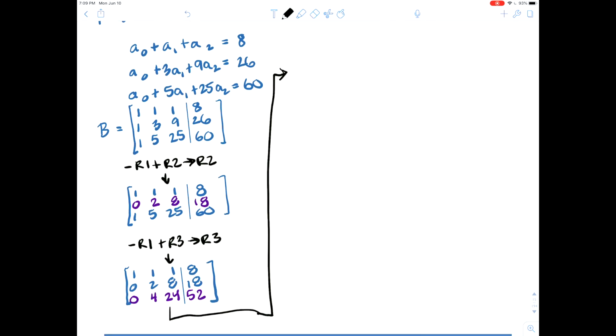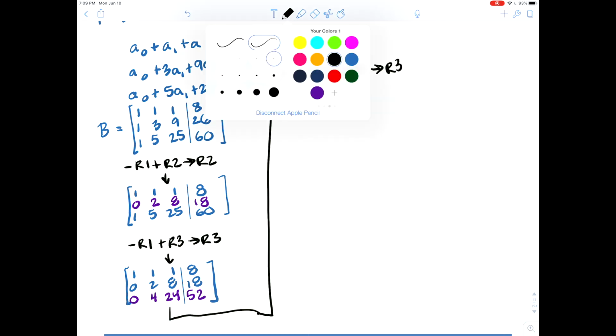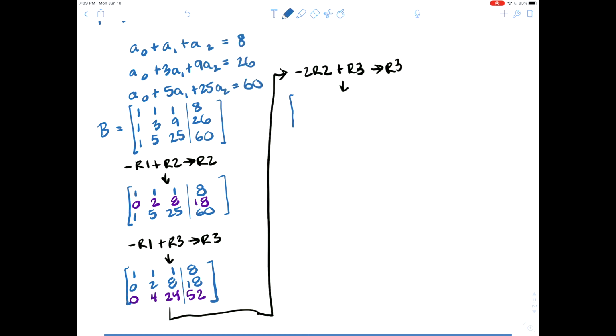So we want to zero out the 4 that is in the third row and second column. So I'll just go ahead and do negative 2 row 2 plus row 3 for a new row 3. And so now the first and second rows again will stay the same.